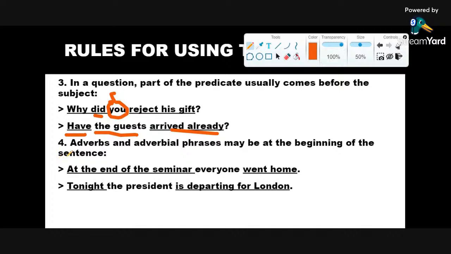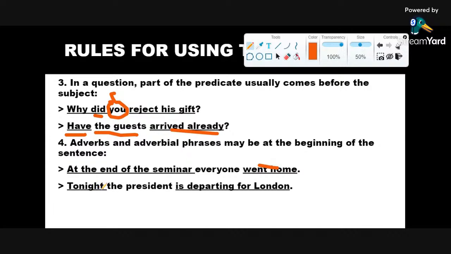Then rule number 4: adverbs and adverbial phrases may be at the beginning of the sentence, all right? And they are all part of the predicate. So, for example, at the end of the seminar, everyone went home. This is really similar to the other one. Part of the predicate comes before the subject. But then we are looking at adverbs or adverbials coming at the beginning of the sentence.